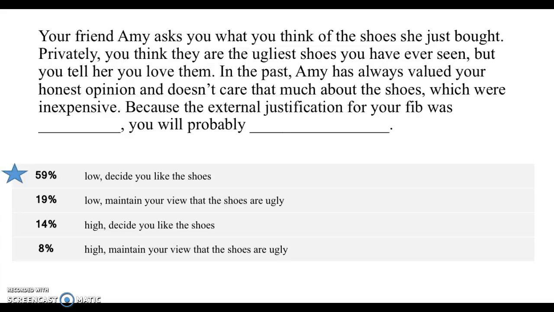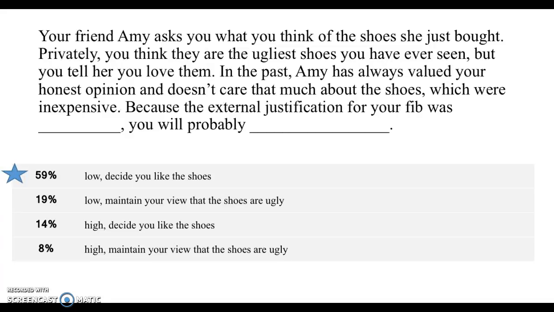Okay, your friend Amy asks you what you think of the shoes she's just bought. Privately, you think they're the ugliest shoes you've ever seen, but you tell her you love them. In the past, Amy has always valued your honest opinion and doesn't care much about the shoes, which were inexpensive. Because the external justification for your fib was blank, you will probably blank. So the correct answer here is low, and you decide you like the shoes.